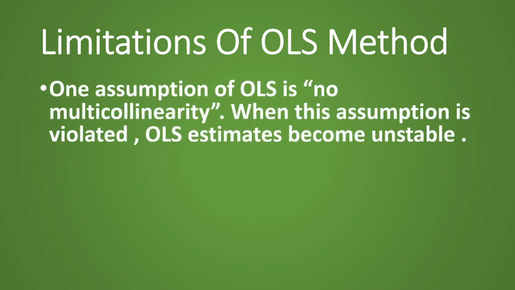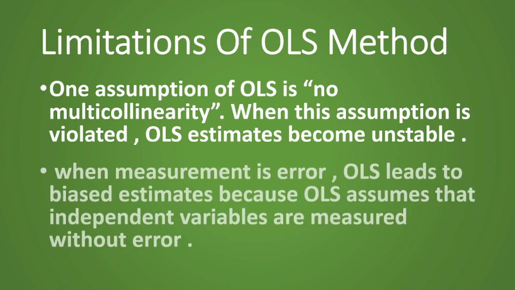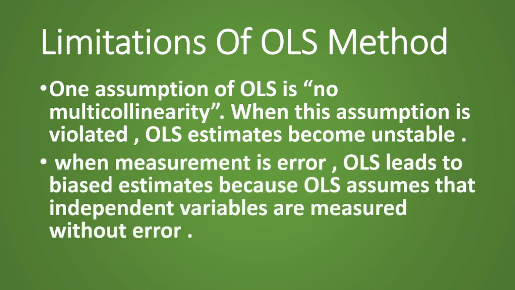One assumption of OLS is no multicollinearity. When this assumption is violated, OLS estimates become unstable. When there is measurement error, OLS leads to biased estimates because OLS assumes that independent variables are measured without error.